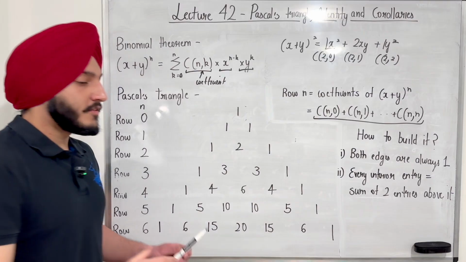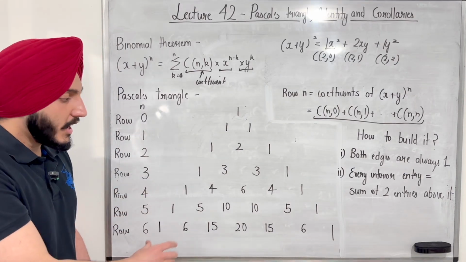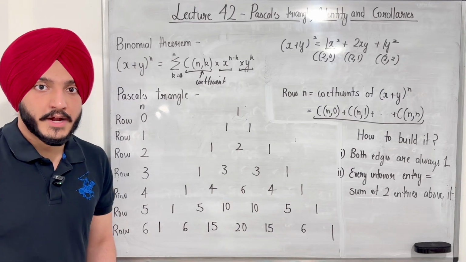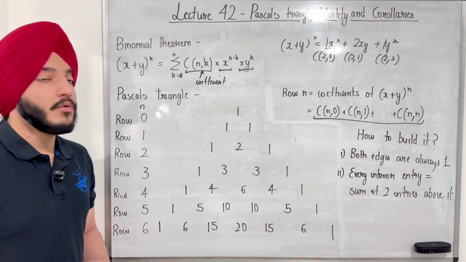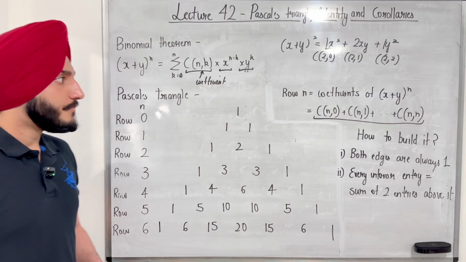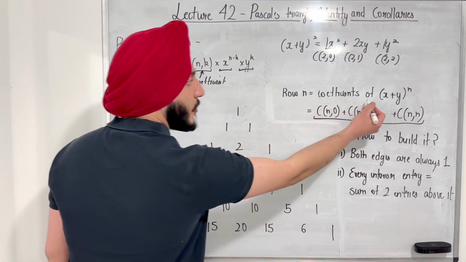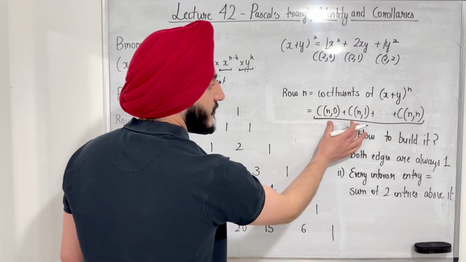We have pretty much just written down all the equations for x plus y to the power of 0 to 6 and written down all their coefficients, right? Now, there's a very important property to understand from this, and that is what the Pascal's identity is. Okay, so just a quick understanding once again, the row n is the coefficients of x plus y to the n, which is this formula.